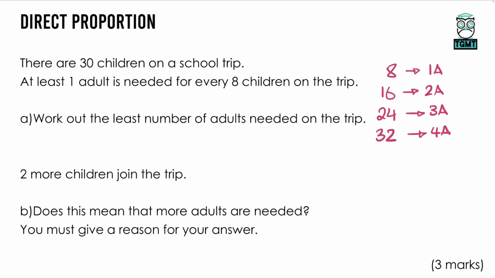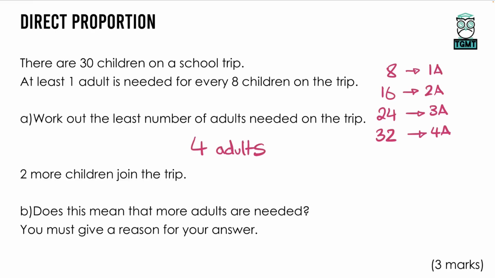Now it says at least 1 adult is needed for every 8 children. So we can't have the 3 adults because that's only 24 children that are allowed. The fact that the next one goes over is fine. It just means that the final adult there is only for the 6 children. So the least amount of adults that would be needed, we would need 4 adults.